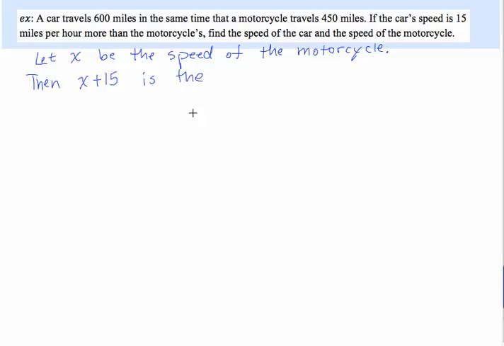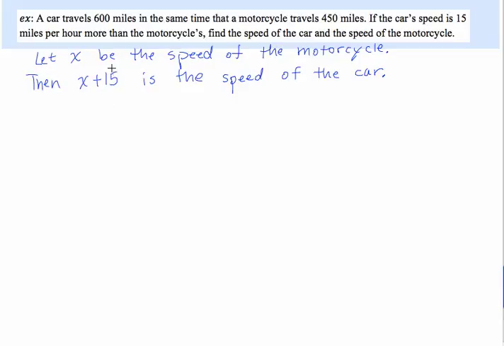There's no reason to introduce two different variables for the two different speeds because it's easy to write them both in terms of the same variable. And we don't really know how to deal with two variables yet anyways. Okay, so x is the speed of the motorcycle. If we let x be that, then x plus 15 would be the speed of the car. Now you could have set it up differently. You could say, let's let x be the speed of the car, then x minus 15 would be the speed of the motorcycle. And you would get the same solution in the end. Your work would just look a little bit different. But that would be okay too.